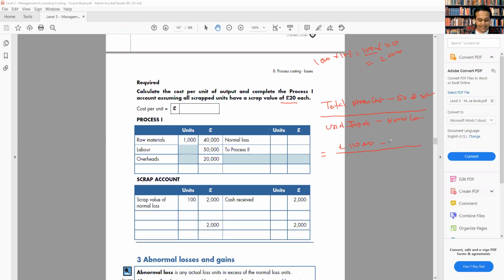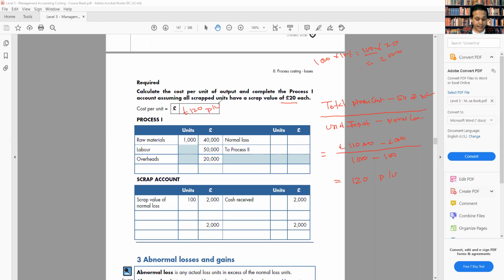We have the cost of 110,000. From here we minus 2000, that is the scrap value. And after that, the input unit is 1000. From here we minus the 100, that is the waste during the process. So if we multiply that with that, and divide with that, that will give us 120 per unit. So we said cost per unit is 120.